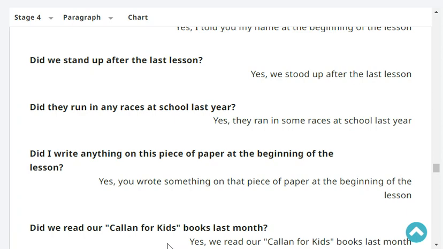Did I write anything on this piece of paper at the beginning of the lesson? Yes, you wrote something on that piece of paper at the beginning of the lesson. Very good.